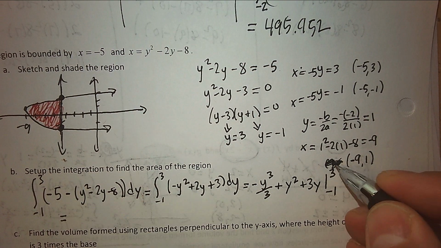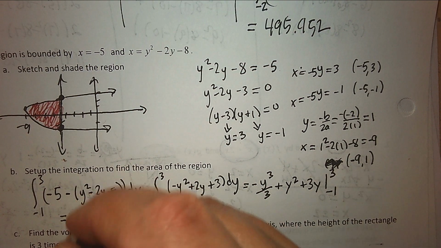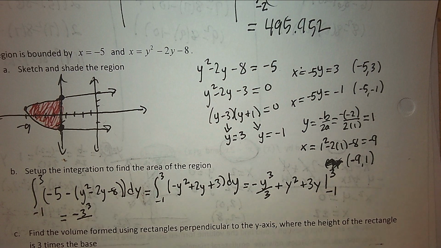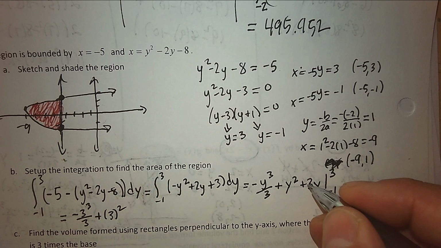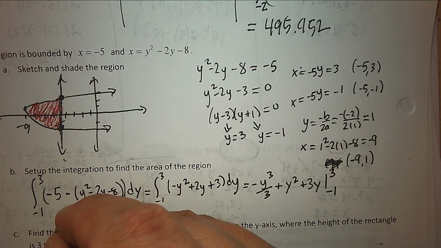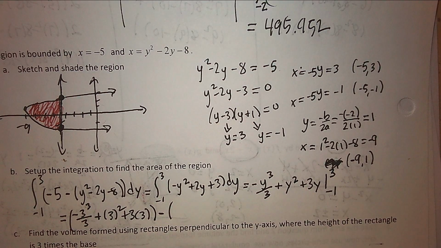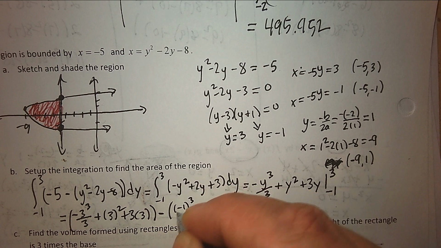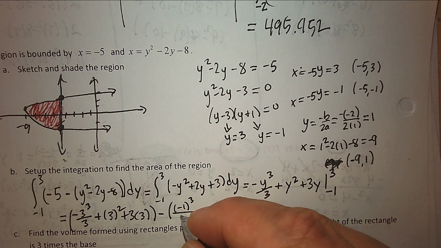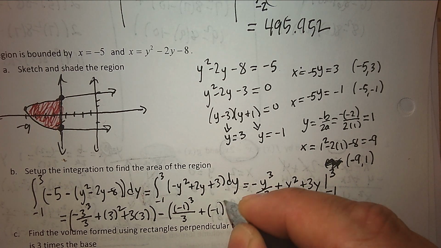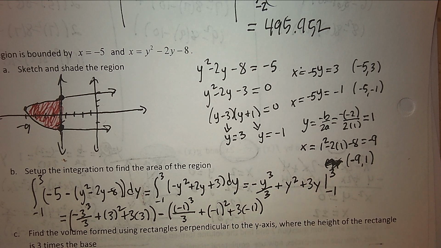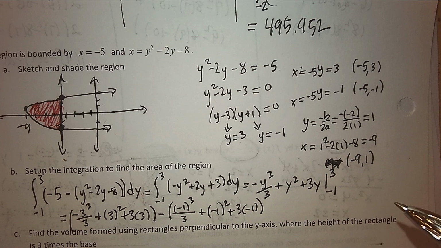What do I plug in first? You plug in the top, the upper bound, which is 3. So you first plug in 3. And whatever answer that is, you subtract, and then what number do you plug in? What's the bottom bound? So then we plug in negative 1. Now, that's your exact answer.